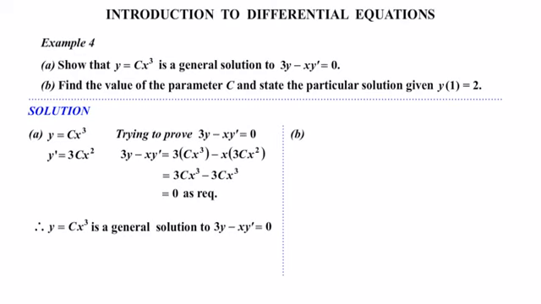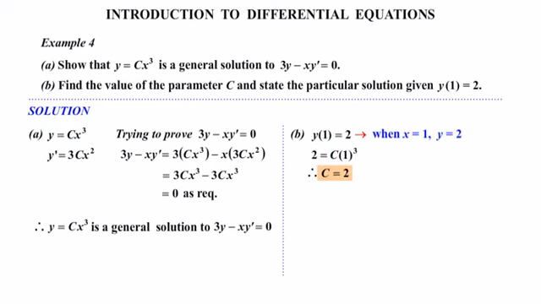We're finding the value of the parameter c, and we're stating the particular solution, but we're given these conditions here, that y(1) is equal to 2. Now that may be written out a little bit differently to what you're familiar with, but effectively what that means is when x is equal to 1, y equals 2. So let's get those two values and we'll sub them into our equation over here, giving us 2 is equal to c times 1 cubed.